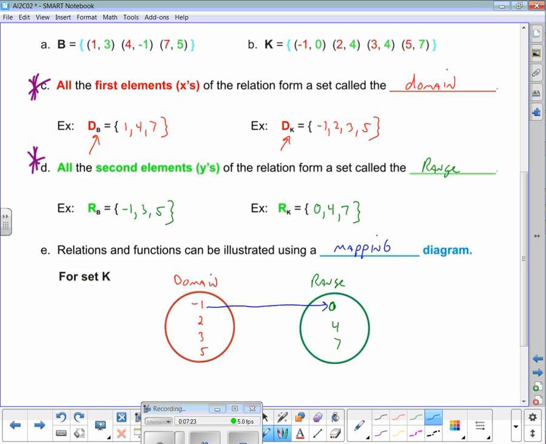So -1 is paired with 0. Please include the arrowhead. That's supposed to be there. 2 is paired with 4. 3 is also paired with 4. And then 5 is paired with 7. All right, a mapping diagram. And it shows you the relationships between the domain and the range. That's its purpose.